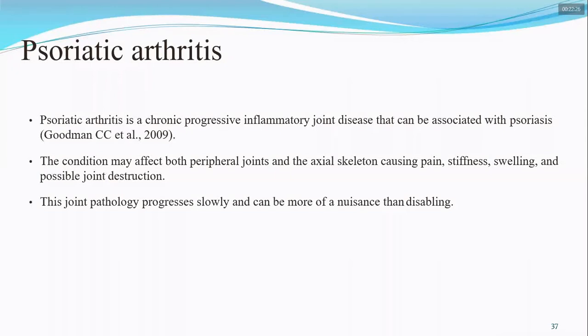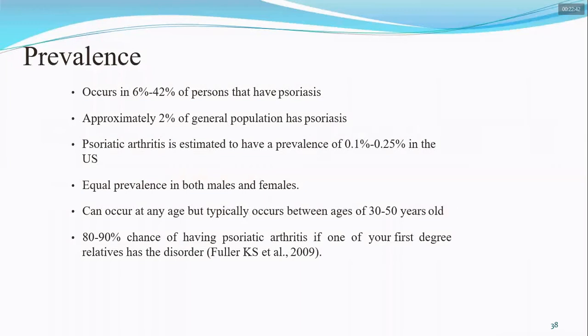The clinical picture will be peripheral joint pain, and also pain, stiffness, swelling, and possibly joint destruction. This pathology progresses slowly and can be more of a nuisance than disabling. Prevalence is 6% to 40% of people that have psoriasis, and approximately 2% of the general population has psoriasis. So 6 to 42% of the psoriasis population can have psoriatic arthritis.